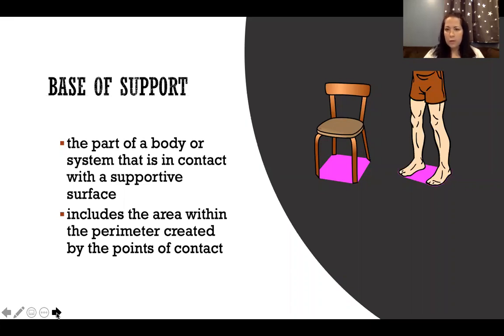It's the perimeter, the outline of your feet on the ground or whatever you're standing on, and the space in between them. You could be standing on the ground with feet together and have a very small base of support. You could widen the stance significantly and make a much larger base of support. So it's the things in contact with the supportive surface and the space in between.